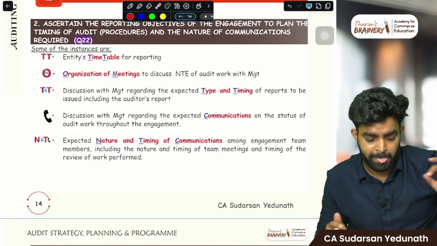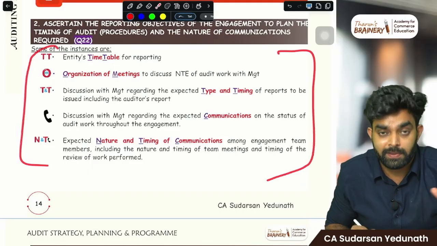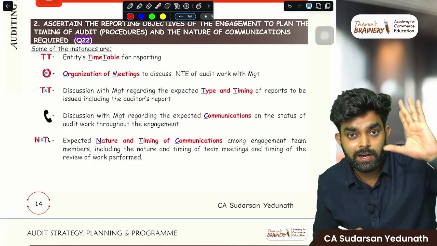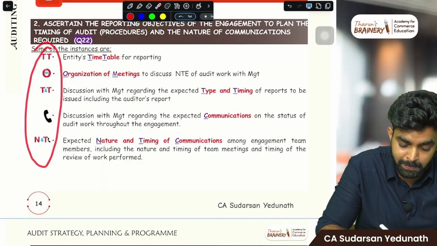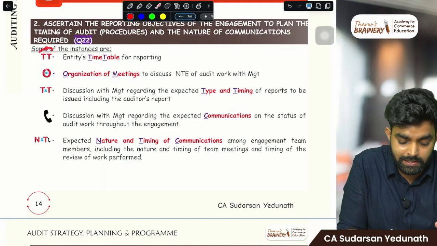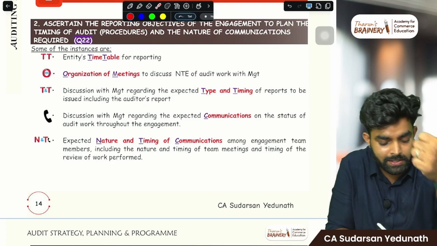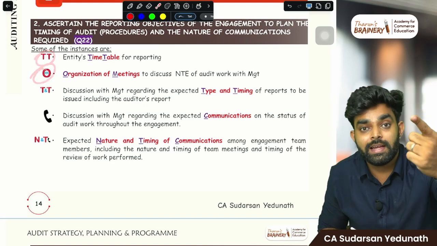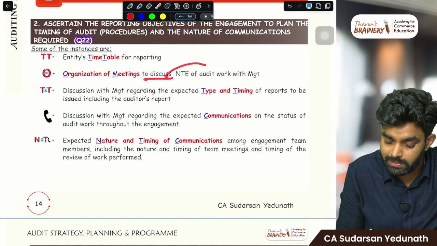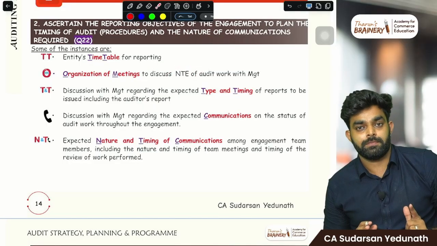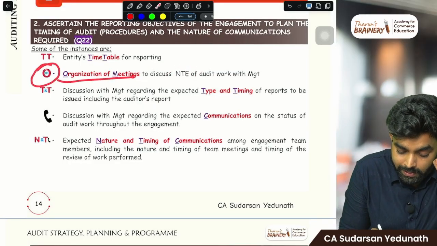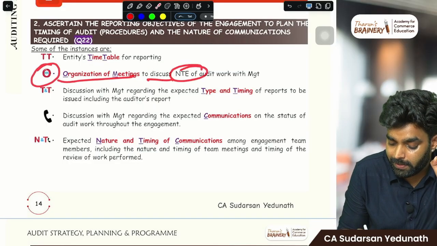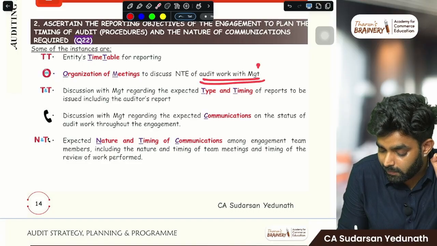Just listen to me. This is a pictographic memorization, not a mnemonic. Here we are memorizing in a pictographic way. First, TT, which is the timetable for reporting. OM means organization of meetings to discuss the nature, timing, and extent of audit work with the management.